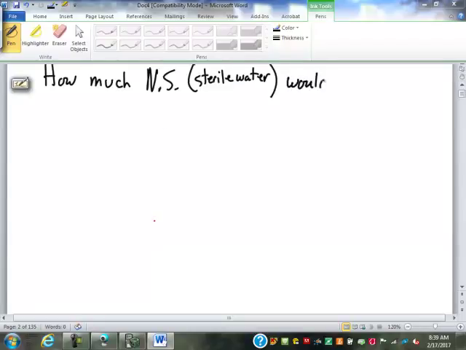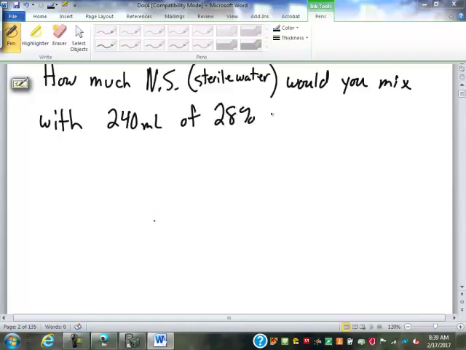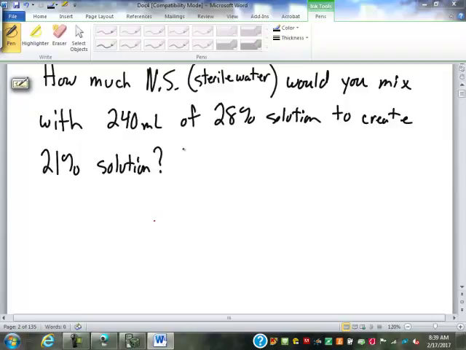So how much NS would you mix with 240 milliliters of 28% solution to create a 21% solution? In other words, we're just diluting it down with sterile water. We're not adding any sort of an active ingredient to it at all.